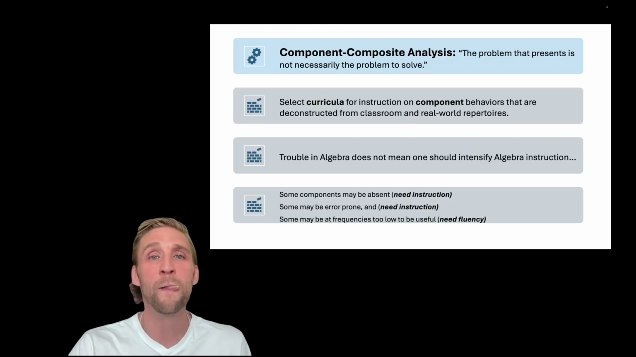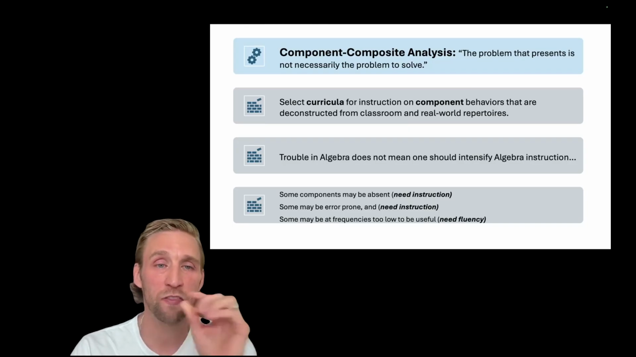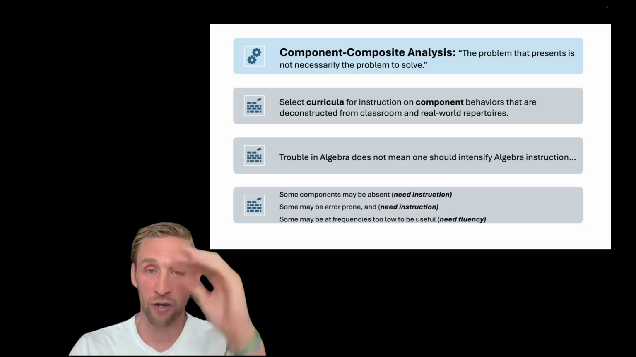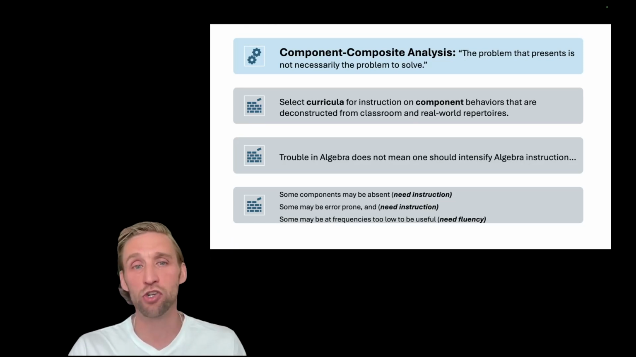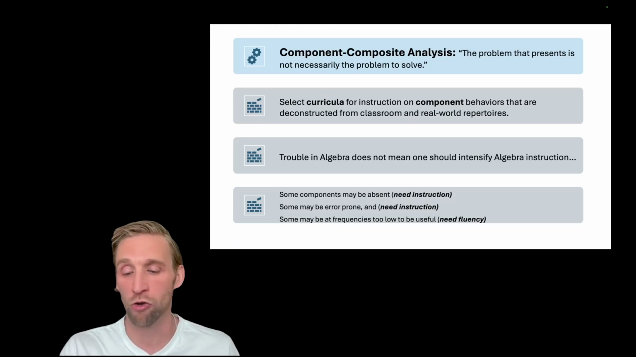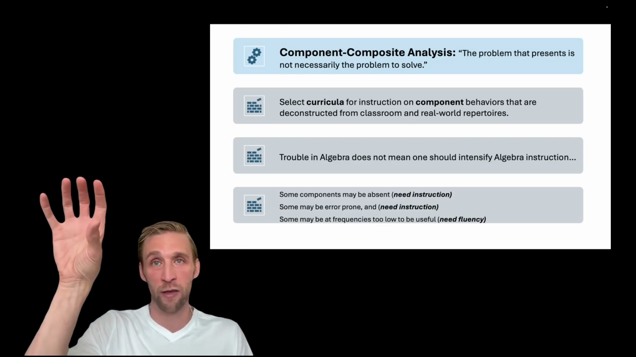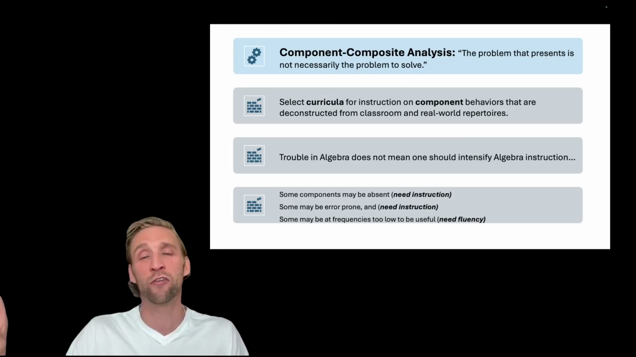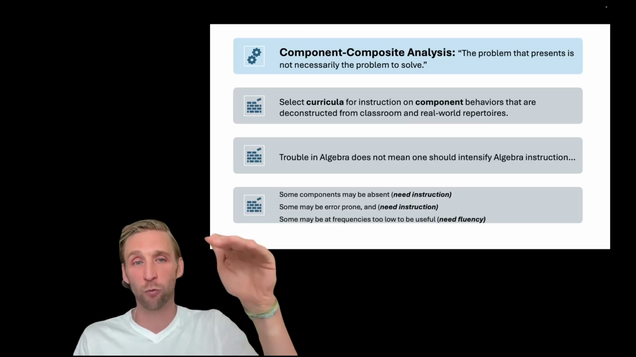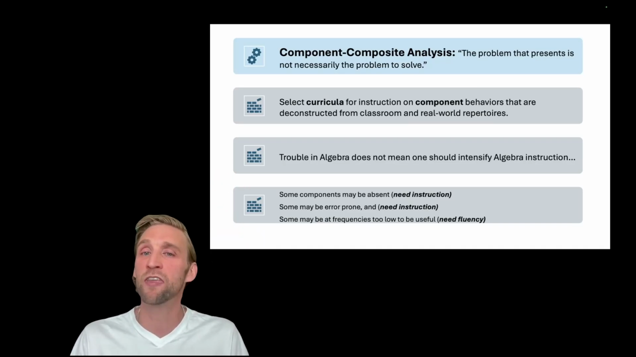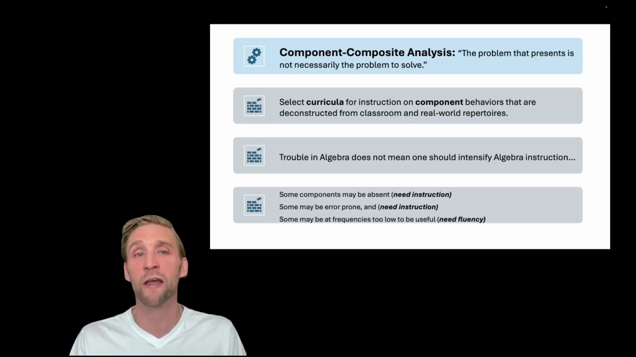So what we think is really important is that we pick the curricula that we're going to teach based on the component skills, right? These underlying skills that we deconstruct from classroom and real world repertoires or real world performances. Like we'll look at what's happening in an eighth grade inquiry class, for example, and then say, yeah, but what are the skills you need in order to even do that in the first place? And that's where we need to provide instruction, not inquiry.